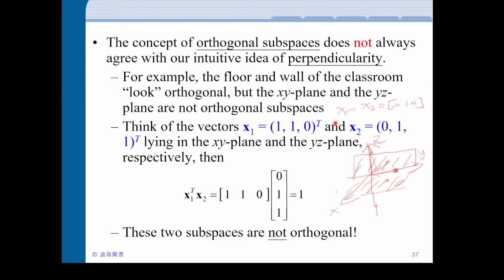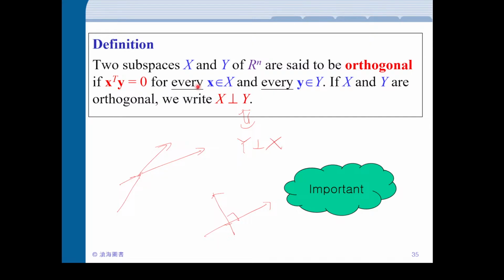So if we take x1 equal to 0, 1, 0 and x2 equal to 0, 1, 0, we want to check x1 transpose x2. It's just the inner product of this vector with itself, and it's 1. So the inner product of x1 and x2 is not 0, so this doesn't check out.